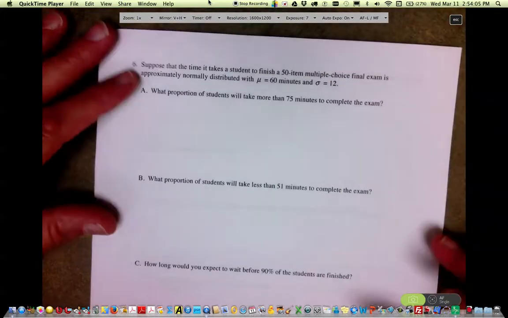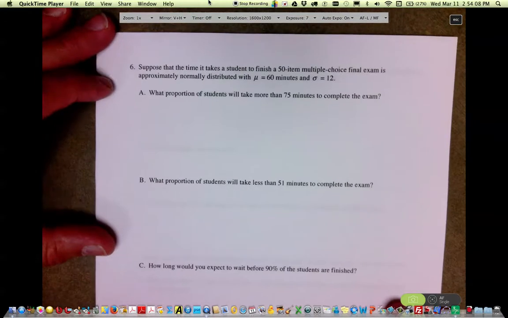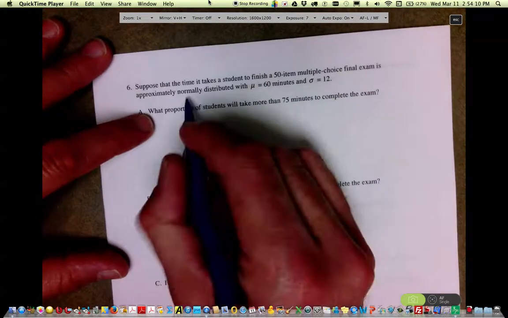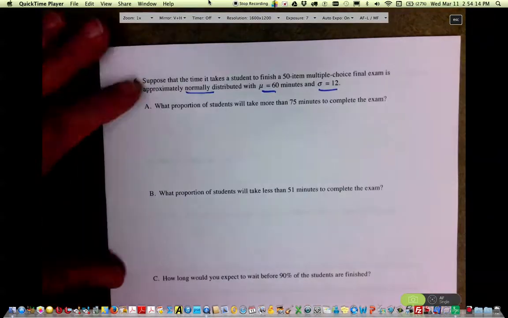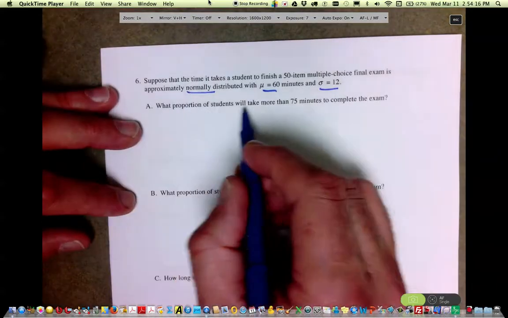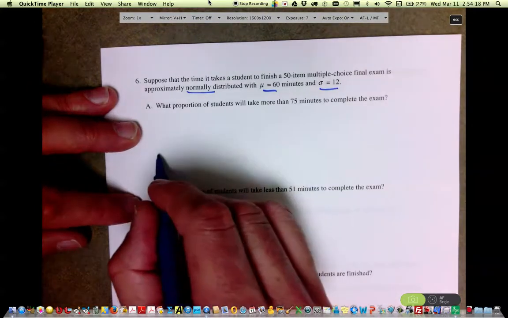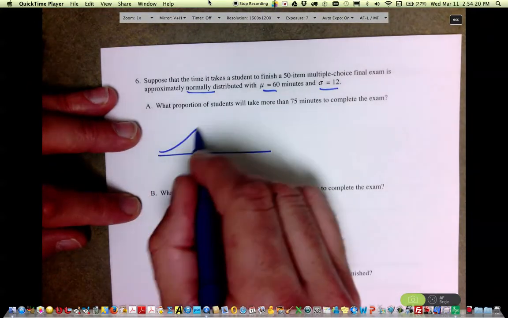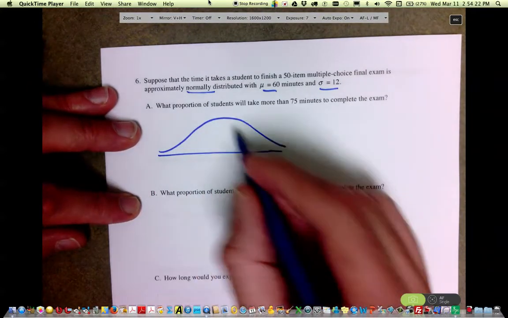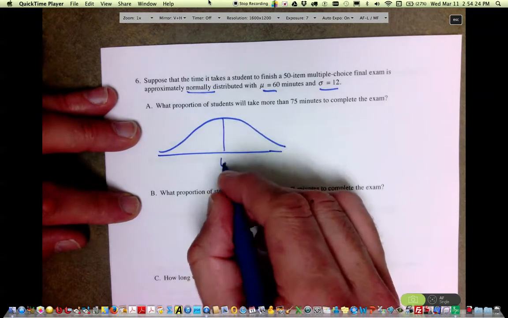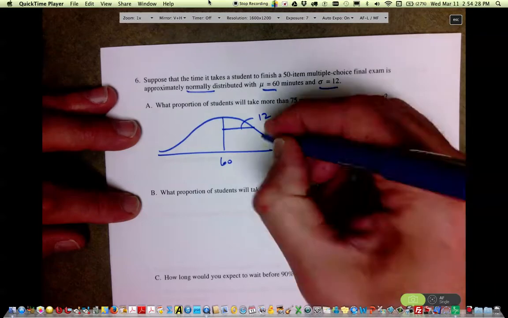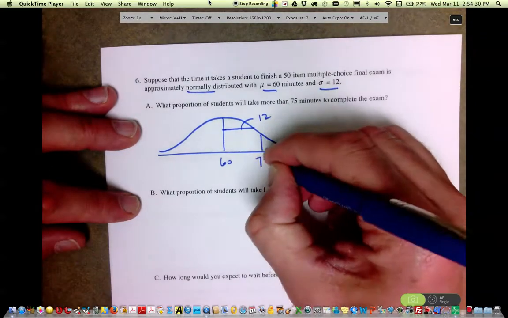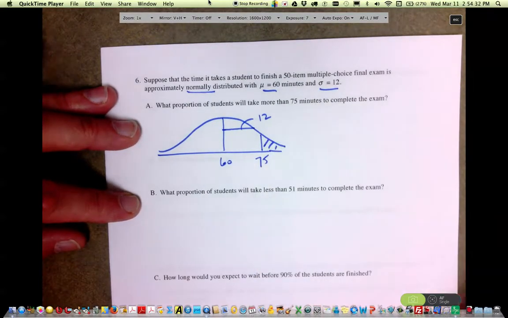Suppose that the time it takes a student to finish a 50-item test is approximately normally distributed with a mean of 60 and a standard deviation of 12. What proportion of students take more than 75 minutes to complete the exam? All right, so I'm thinking about a distribution that looks like this. The mean is 60, the standard deviation is 12, and I want to know the likelihood that it's going to take more than 75 minutes.